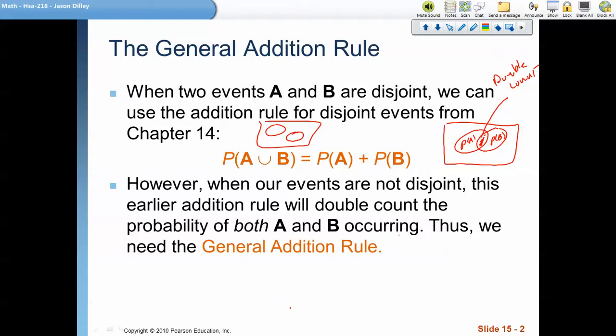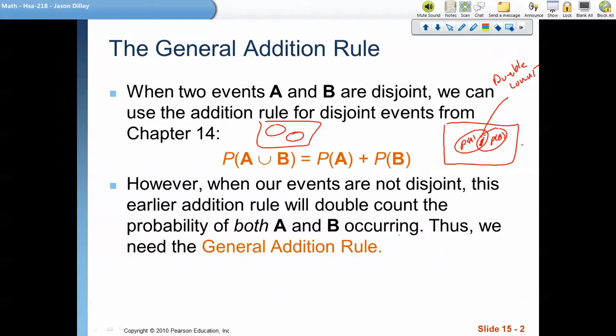For example, two events that can happen at the same time. Say it's the probability of raining and the probability we'll play football. Okay, you'll play football in the rain, right? So if it's the probability of raining plus the probability of playing football, the area where it's playing football and raining got counted twice. So this original rule doesn't work because we're double counting a section.